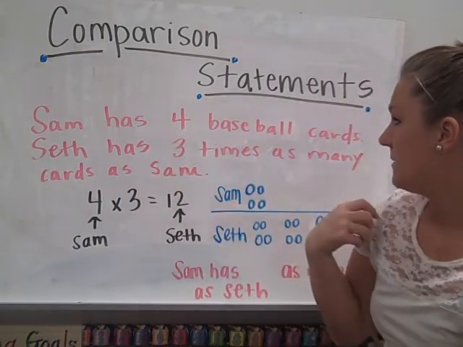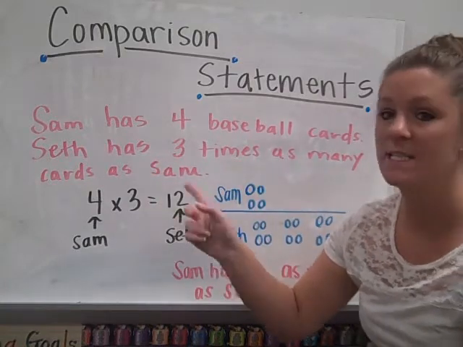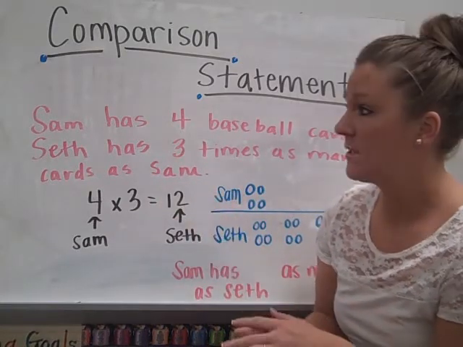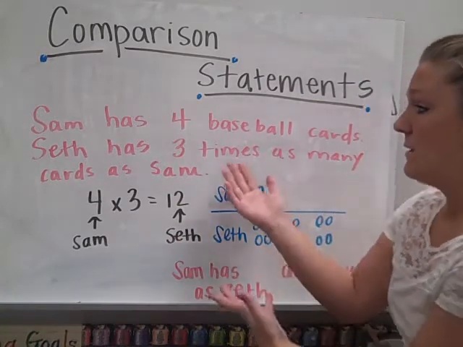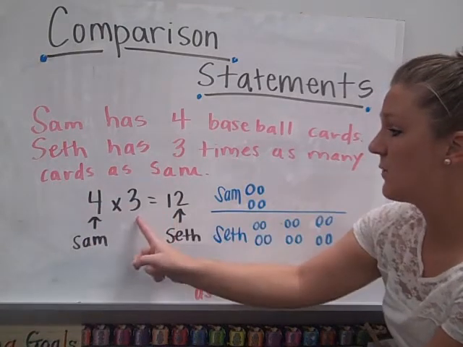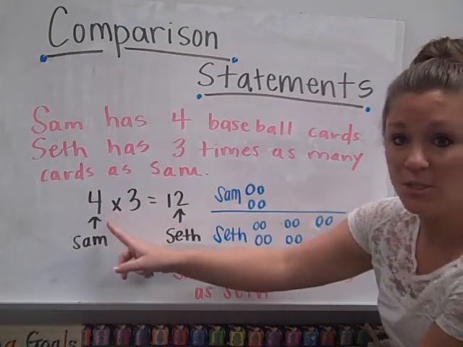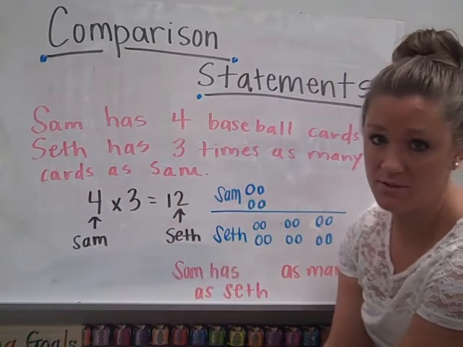Sam has 4 baseball cards. Seth has 3 times as many cards as Sam. So essentially I'm just comparing what Seth has compared to what Sam has. How we solved this is we said, well, Sam has 4 cards and Seth has 3 times as many, so we just multiplied. And we figured out that Seth has 12 cards.